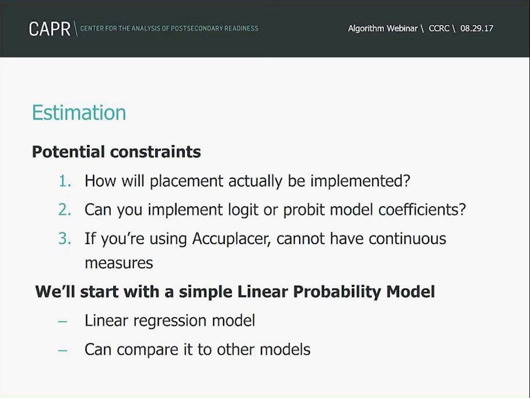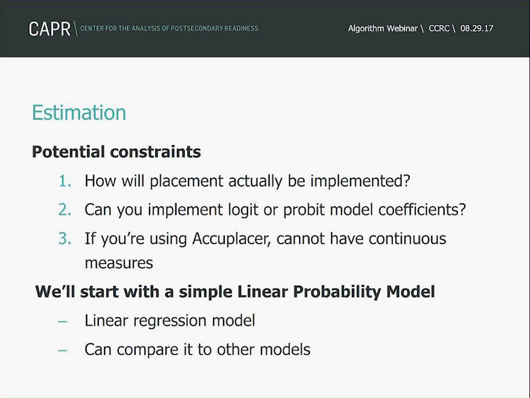And then point 3, if you're using the AccuPlacer system like we've done with colleges, integrating this algorithm with the AccuPlacer system, we actually could not use continuous measures. So we had to transform our continuous measures into categorical measures, so discrete measures, since the only continuous variables that can be used in the AccuPlacer system are the exam scores. So we'll come back to that point 3 shortly, but we're going to start with just a simple linear probability model. So this is just a linear regression that we'll be using.